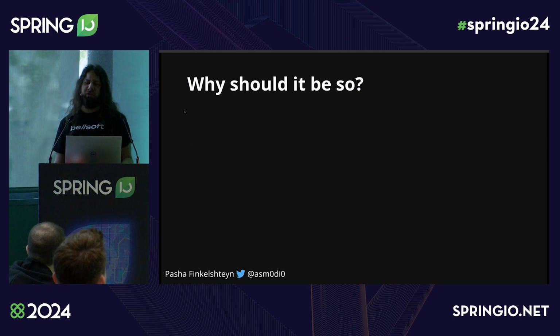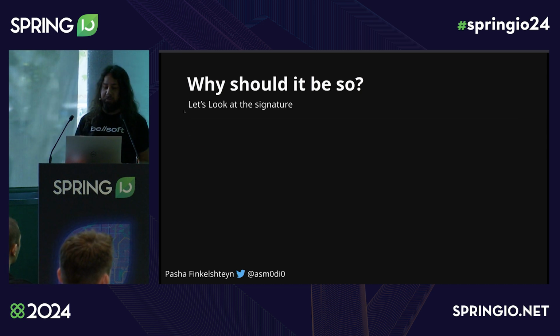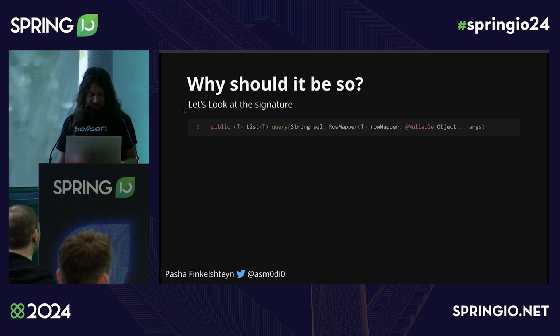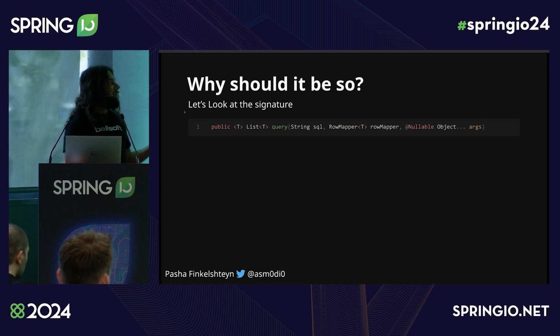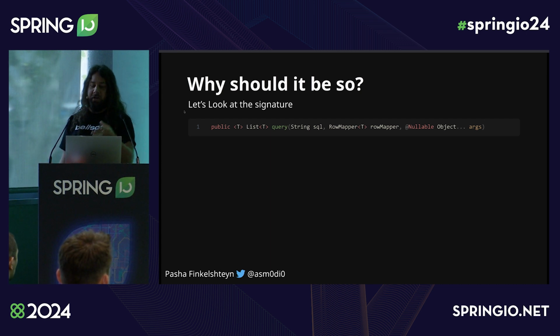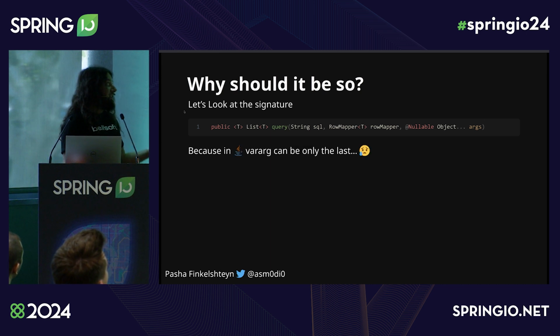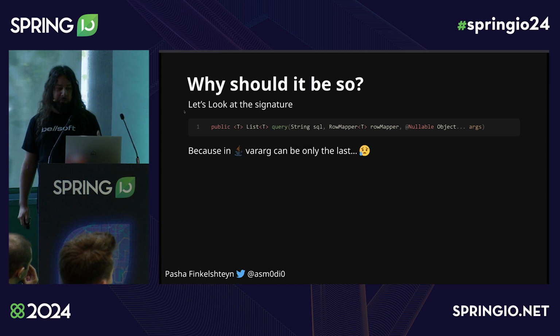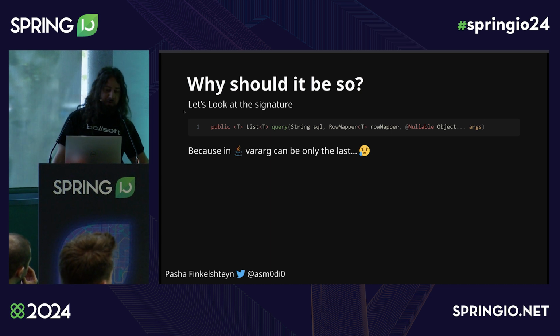So why should it be so? Let's look at the signature of this function in Java. It's a query, then it accepts SQL, our string, then a row mapper, and then variable arguments of nullable objects. Because in Java you cannot put variable arguments as the middle argument or as the first argument. Java just won't understand what's going on.